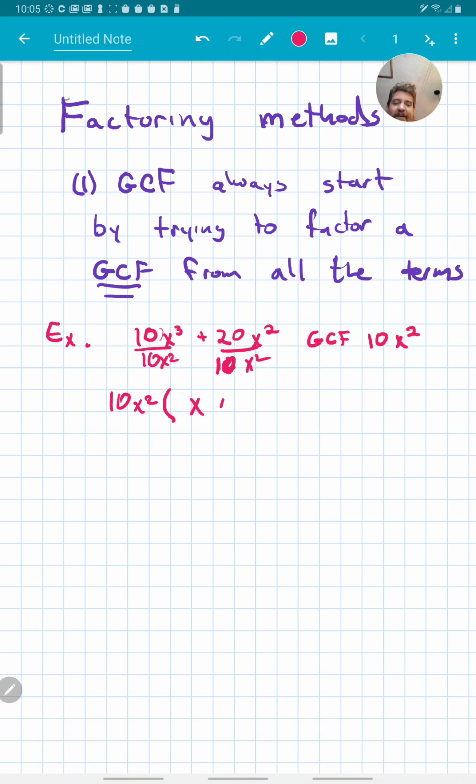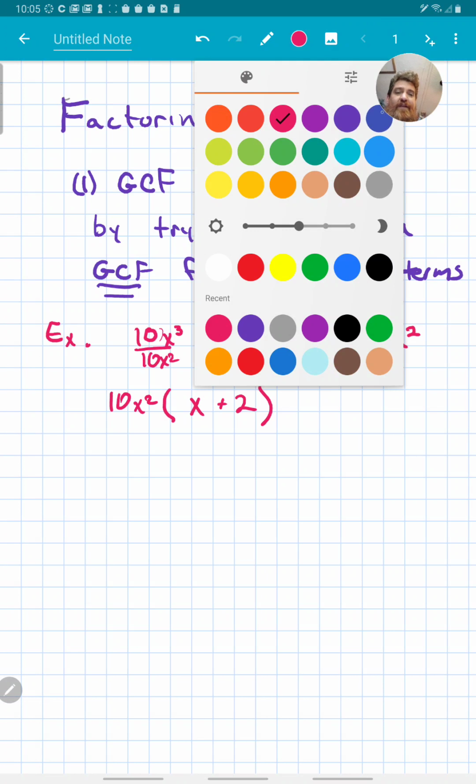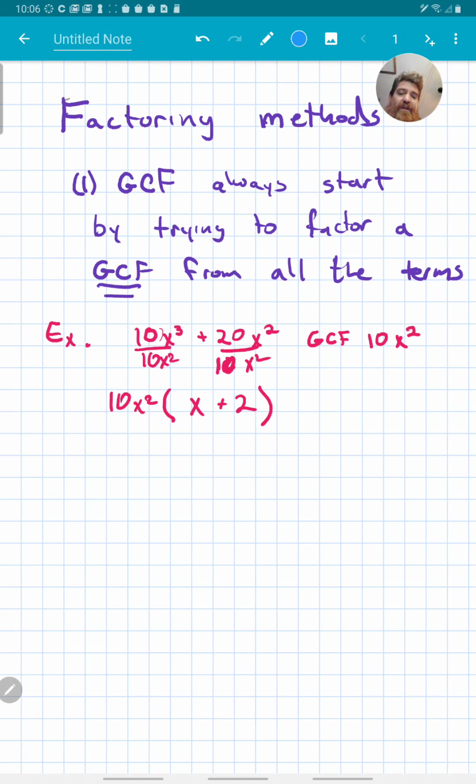Then go to the second term, you do the same thing, divide it by 10x squared. 20 divided by 10 is 2. Then the x squareds, they cancel out. So we have it factored as 10x squared times x plus 2. Now you can kind of do the reverse to check your answer to make sure you did this correct. So let's just come over here and let's check it.